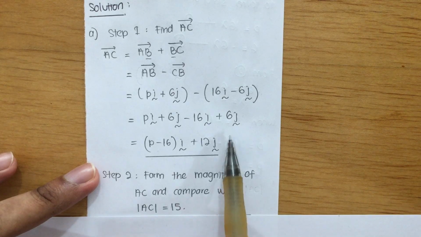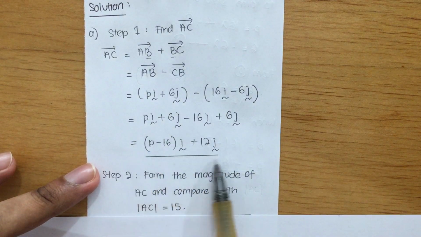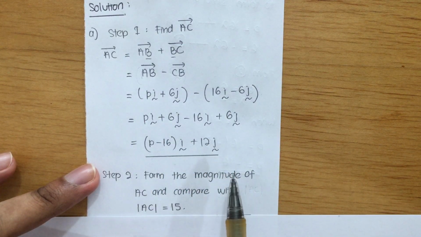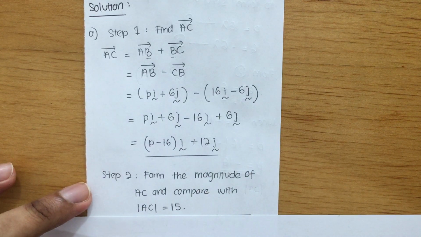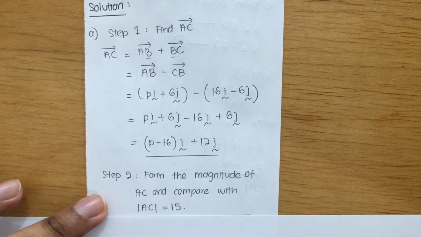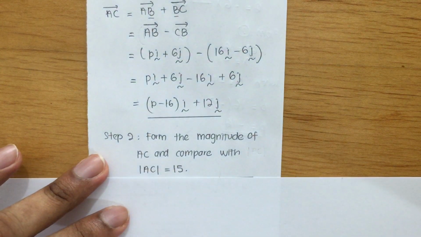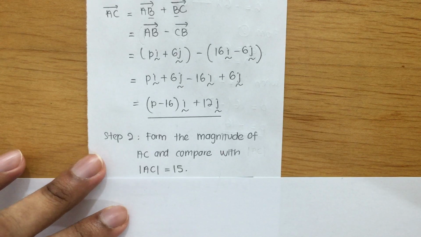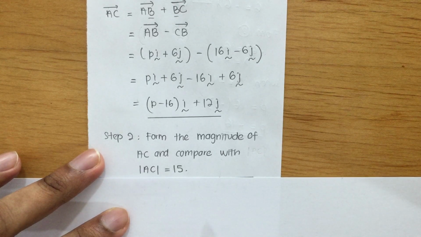Now what we're going to do, we're going to form the magnitude with this expression in terms of P over here, and then we're going to compare with equals to 15. And then we're going to find the possible values of P over here. Okay, continue to the next step. So how to find the magnitude, the formula? Okay, I'm going to show you a very short example.